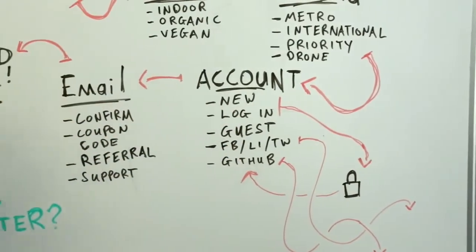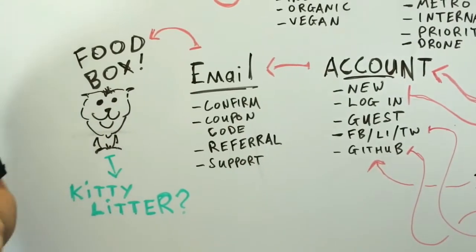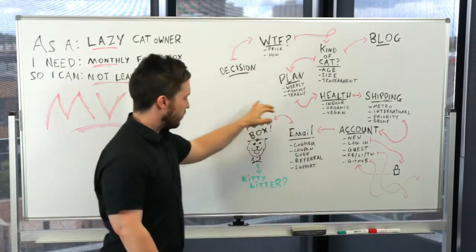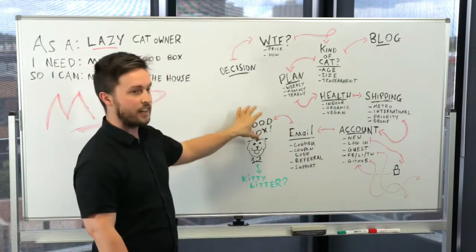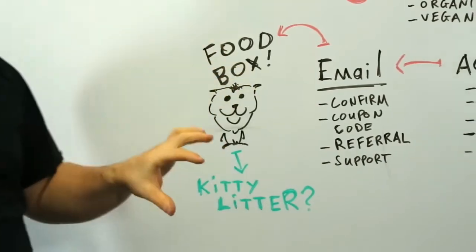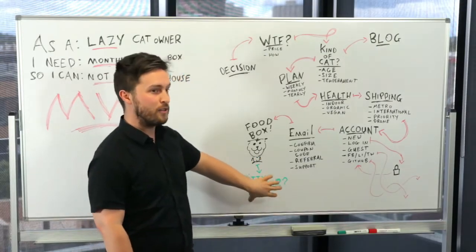Finally takes us through to the email that you get at the end that confirms it, and there's a coupon code in there for the next time you come in, maybe a referral program, some kind of support. Finally gets out the other side into reality where you get the food box for your kitty. At which point we might think, well, there's a kitty litter upsell so that we can double our revenue from the same product.